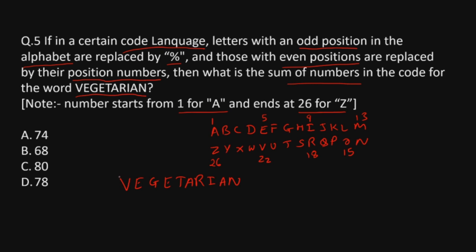Now let's check if each letter is even or odd. V is 22, that is even, so we will include it. Then E is 5, it's odd, so it's replaced by percentage, so we will neglect that one. Then G is 7, odd, so we neglect it again. Again E, ignore that. Then T is 20, so we will include that 20. Then A, odd obviously. Then R is 18, include 18, it's even. Then I is odd, so we will ignore that. A is again odd, and N is 14, an even number. Now the sum will be 74. So option A is the correct one.